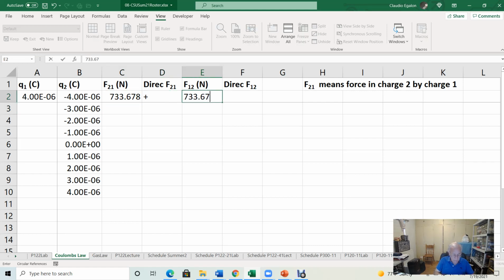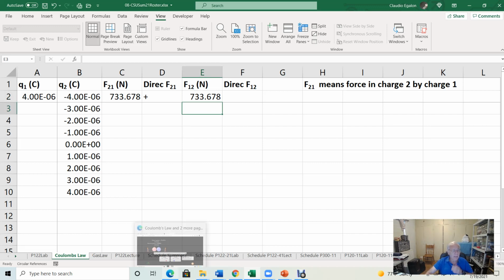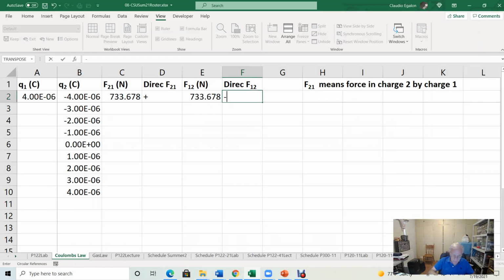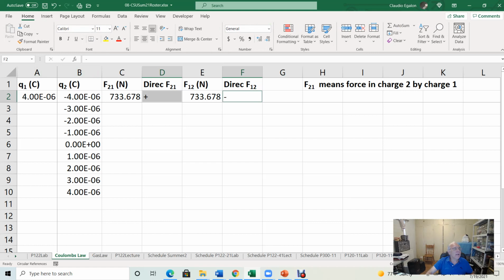Due to Newton's third law of motion, if two objects interact with one another, the force of one is equal in magnitude but opposite in direction, right? See, the magnitude here is the same as this one, but the direction is opposite. So we put a negative. It's negative along the x-axis. Let me center justify.